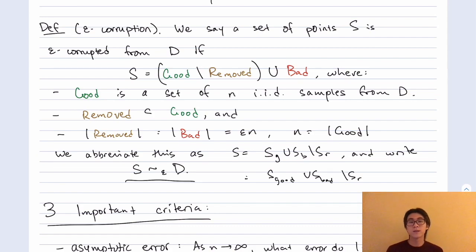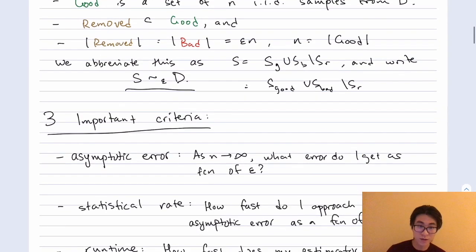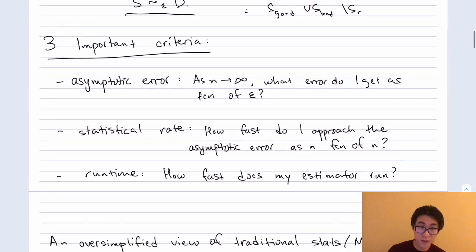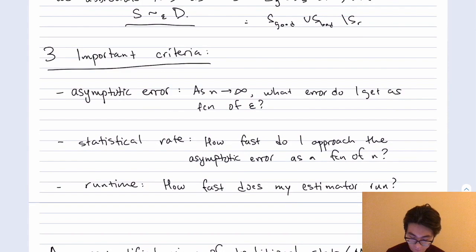Okay, so now the goal is we are given a set of points which is epsilon corrupted, which has this epsilon fraction of potentially adversarial outliers. And now we want to solve some problem, so we want to do some statistical task. And in this area, I claim that there are at least 3 important criteria. There are, of course, others as well that one should concern themselves with. So these 3 are the following.